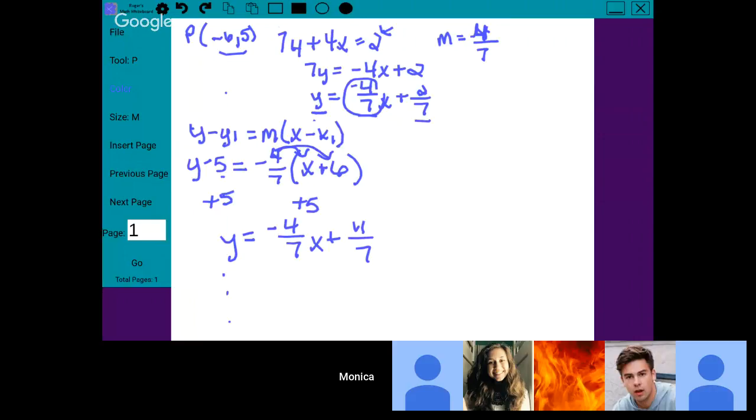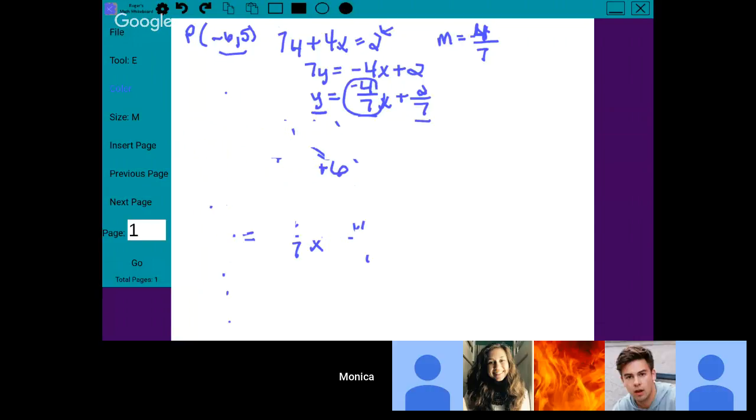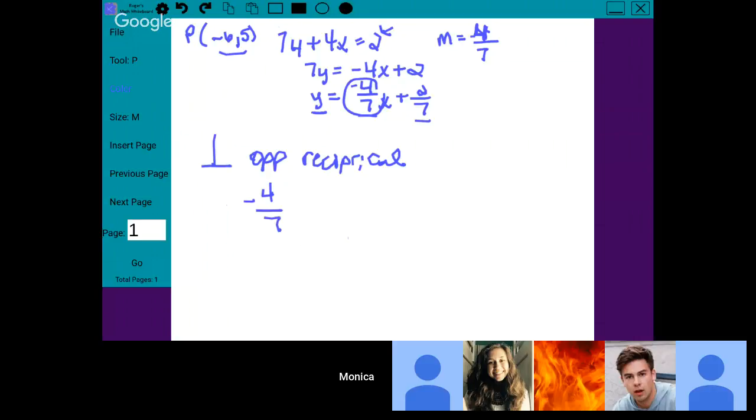And that's for the one that's parallel. So then you'll follow those same steps to find the equation of the line that's perpendicular, because you also have to do that. Except on this one, a perpendicular slope is the opposite reciprocal. Okay? So if our slope is negative 4/7, the opposite reciprocal of that is going to be positive 7/4.